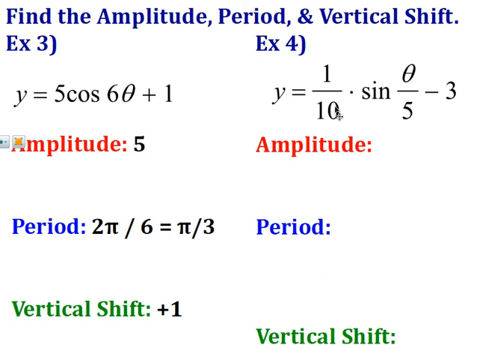Example 4, our amplitude is 1/10. Period, I'm going to take 2 pi and divide by that 1/5, and it's going to give us 10 pi. So it's going to be 5 times as much as it was before. So it's going to be a whole lot longer and a little bit slower. That's okay. Vertical shift minus 3 out here on the end. Okay, so these are our equations.